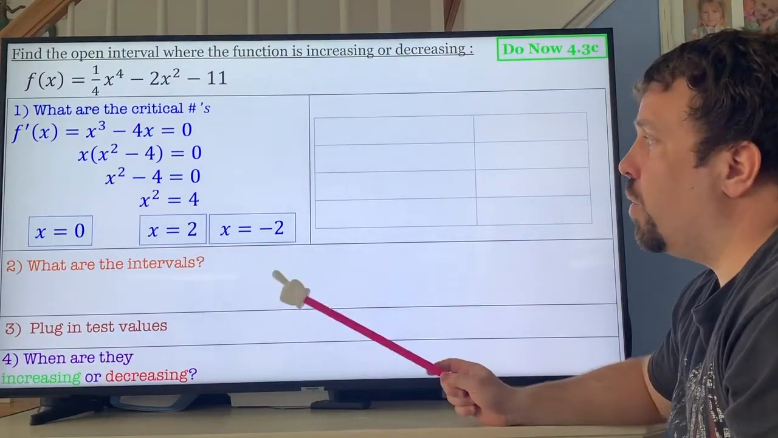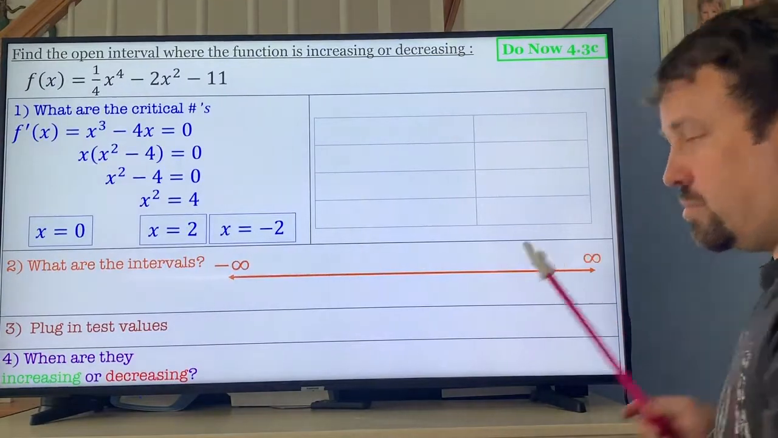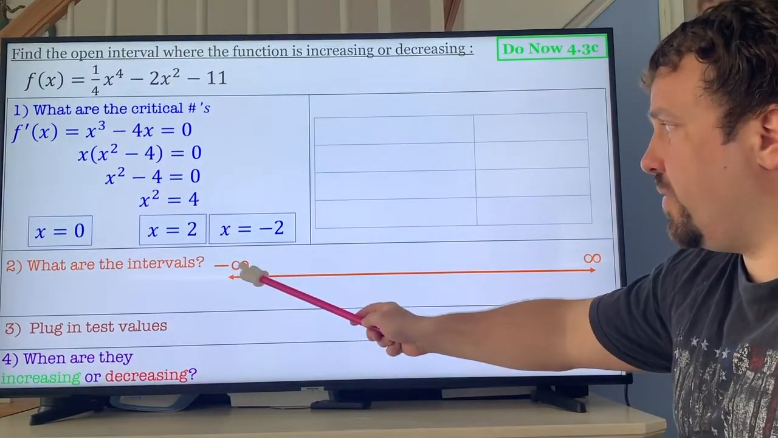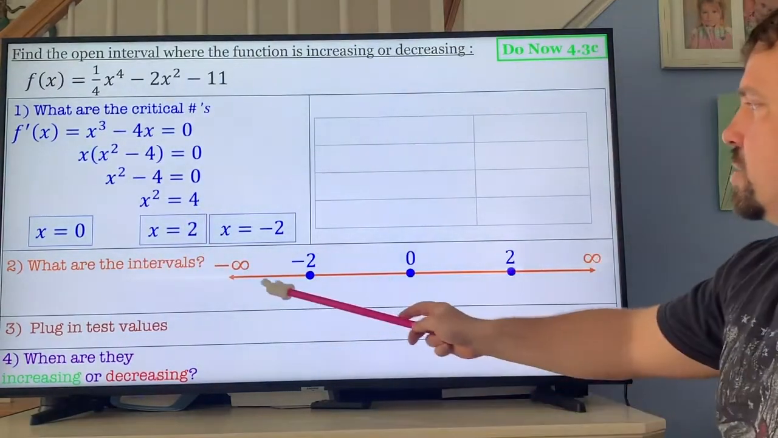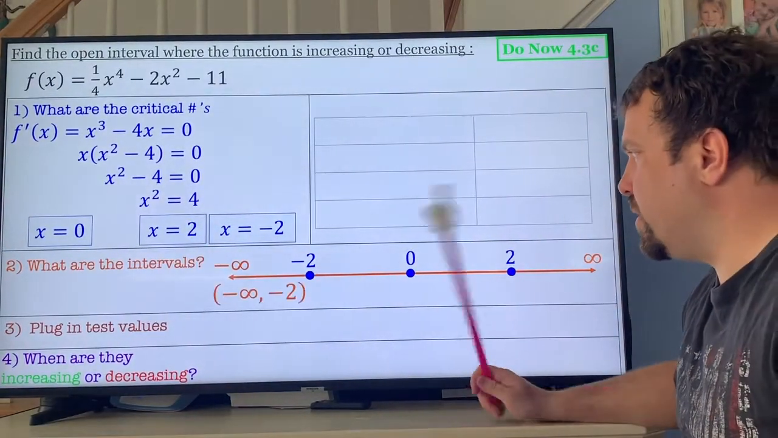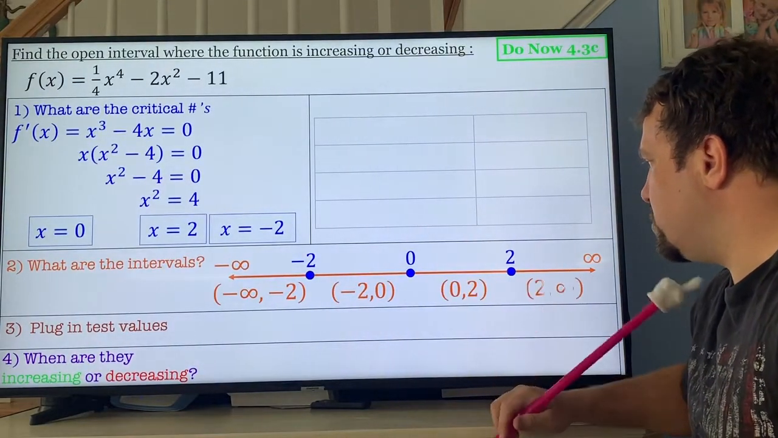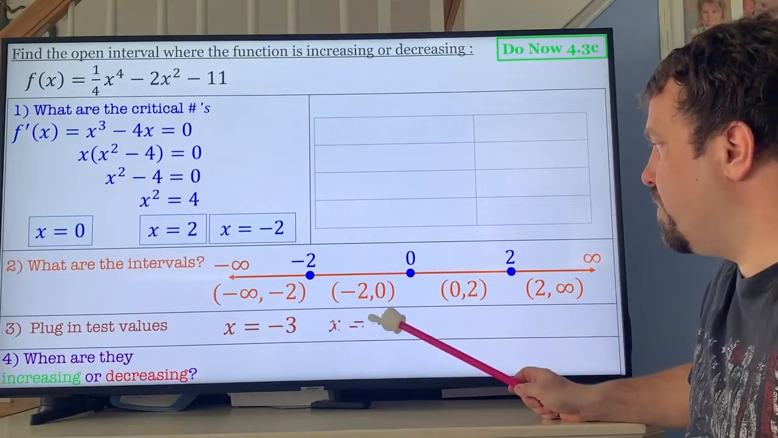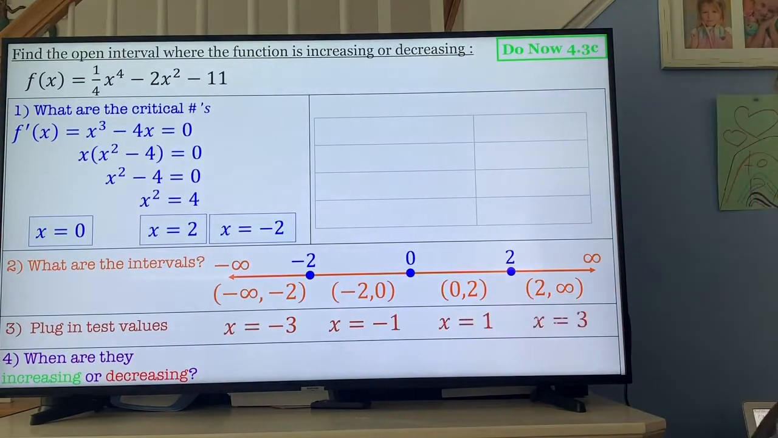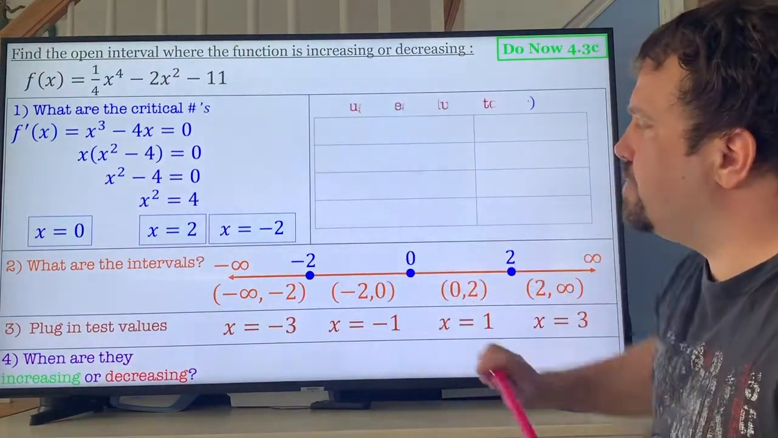What are the intervals? Well, you got your big long number line. Negative infinity, 2, smallest number is negative 2. Then 0, then 2. So first one right here, negative infinity to negative 2. Negative 2 to 0. 0 to 2, and 2 to infinity. Pick numbers between them. Negative 3, negative 1, 1, and 3. There we go. So to find out if they're increasing or decreasing, take this, plug it in here.